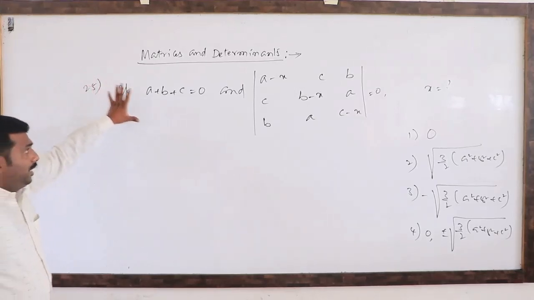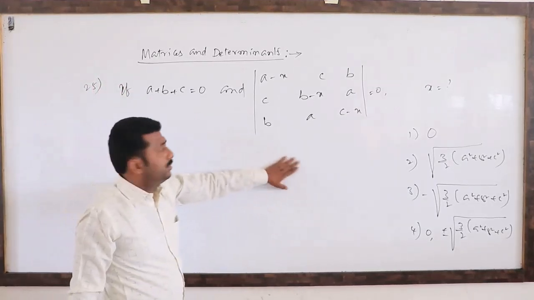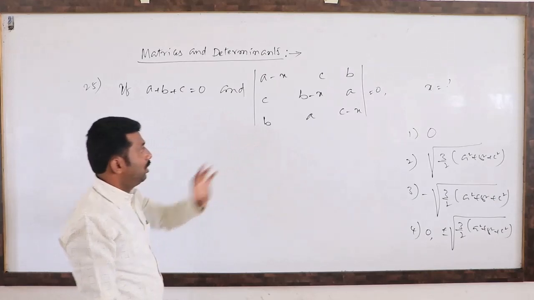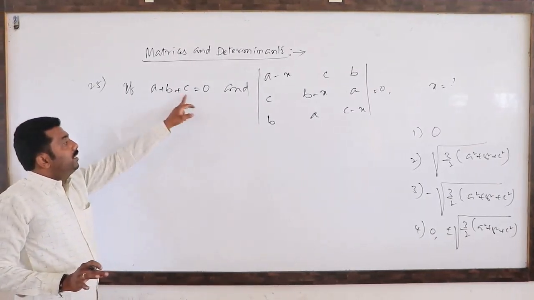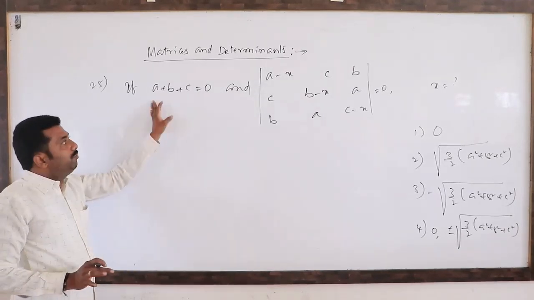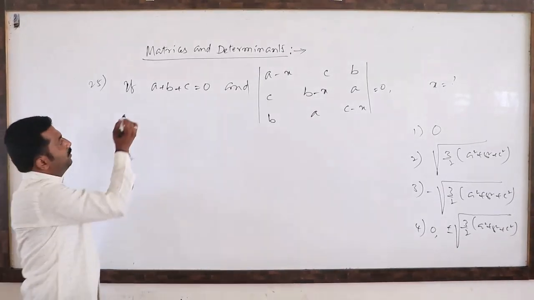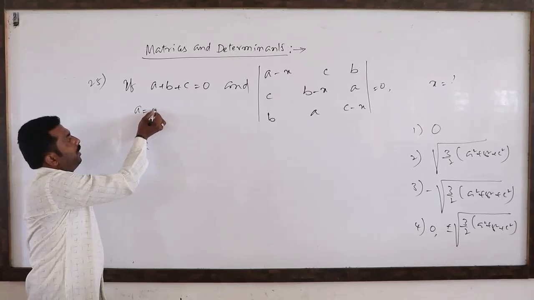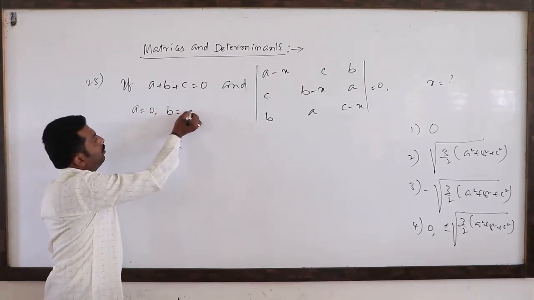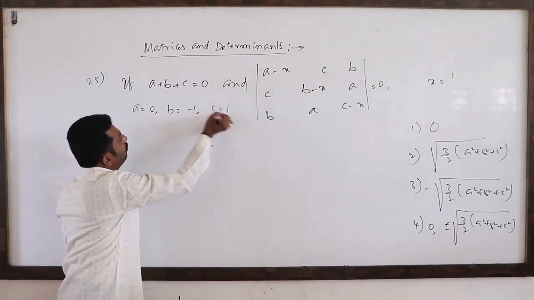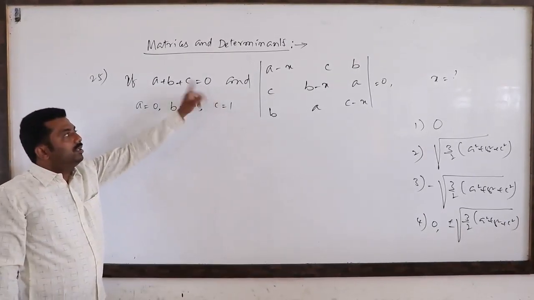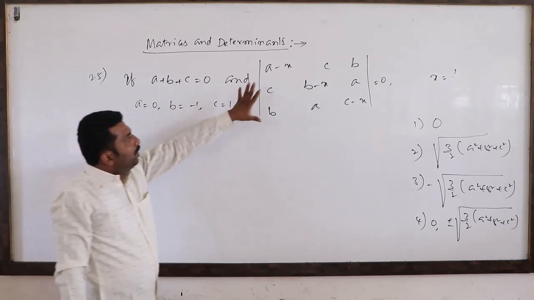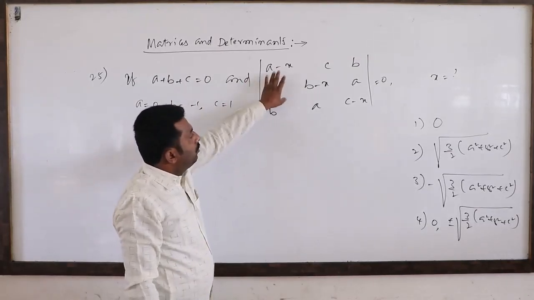So if you solve directly, it is a lengthy process. Now I am taking a little bit of a shortcut. So A, B, C, the sum of these three numbers must be 0. Such type of three numbers we have to select. See, suppose A equals 0, B equals minus 1, C equals plus 1. 0, minus 1, plus 1 is nothing but 0. So the same values we have to substitute here also.